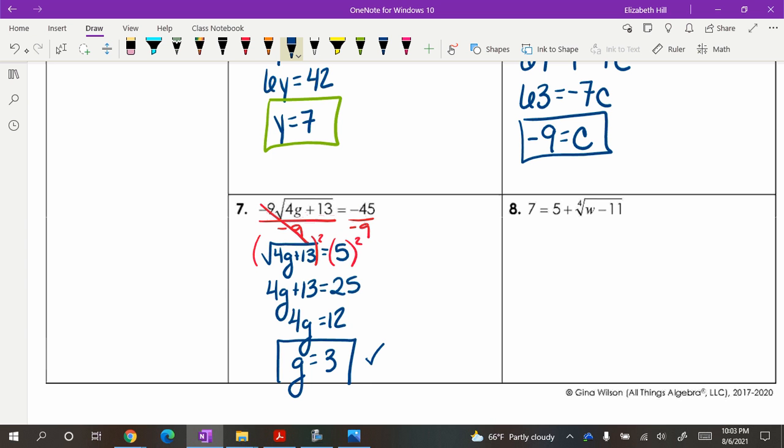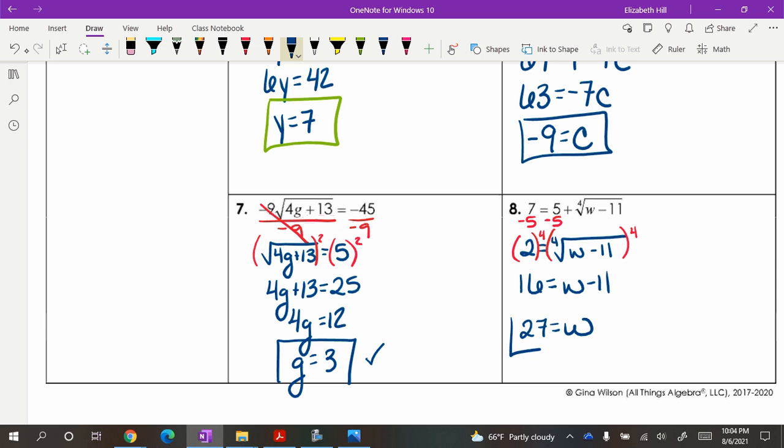Number 8, here I am taking 5 plus the 4th root, so I'm going to subtract 5 from both sides. So now 2 is equal to the 4th root of w minus 11. So now I'm going to take it to the 4th power. So 2 to the 4th is 16. So 16 equals w minus 11. Add 11, so 27 is equal to w.